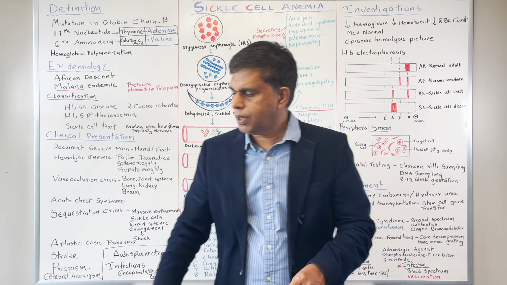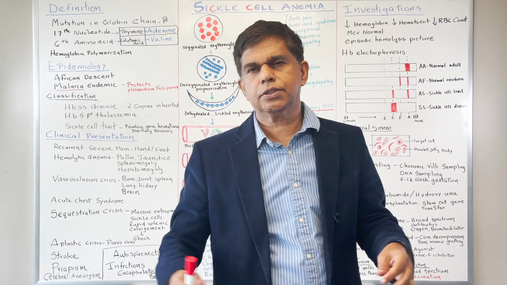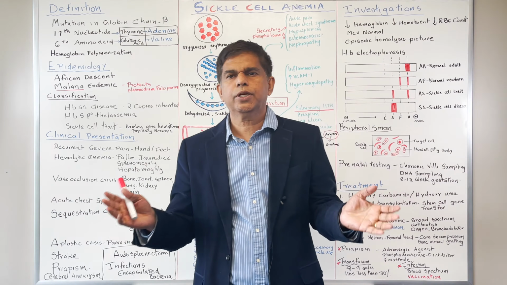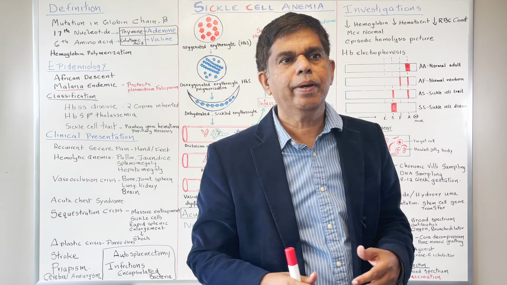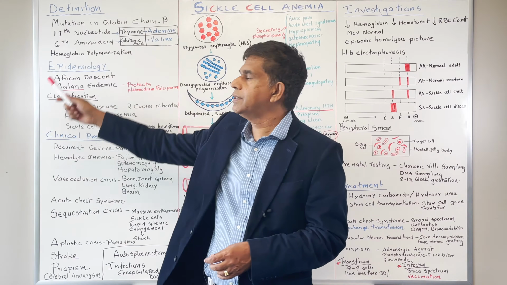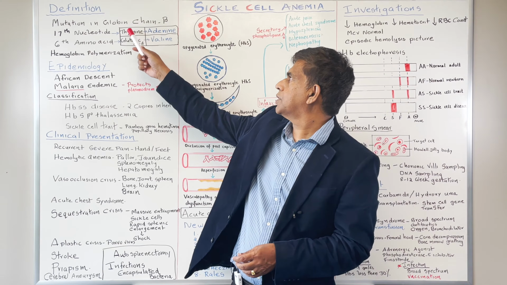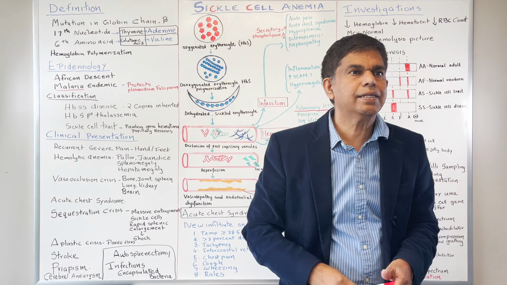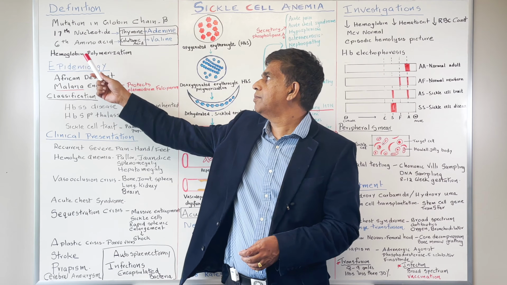Okay, so let's talk about our definition. What is the definition, or what happens in sickle cell anemia? It's a mutation in the globin chain, the beta globin chain. At nucleotide 17, thymine is converted into adenine. Very important.